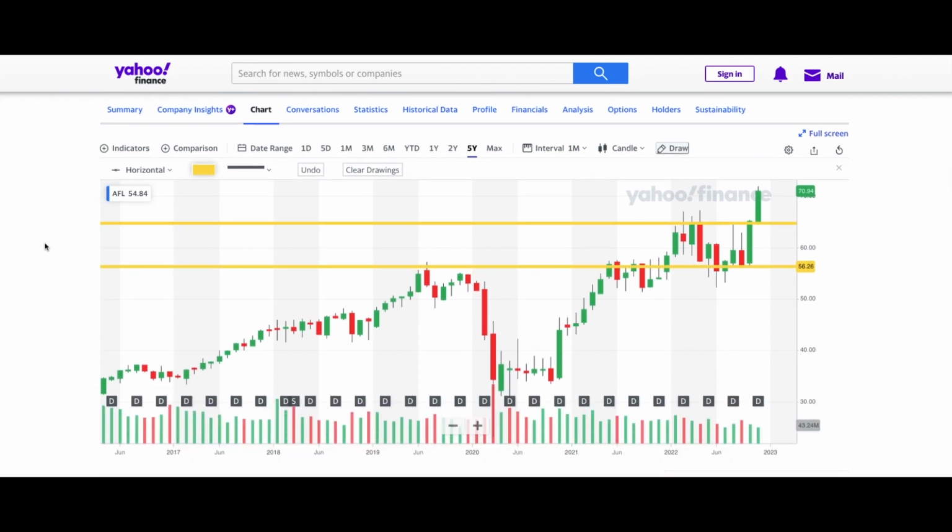And we're going to do a little bit more technical than what we probably would normally do, because this really is very much a technical move. It's not really a move based on the fundamentals. A little bit of fundamentals, but primarily a technical move.